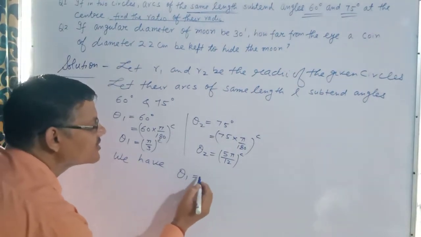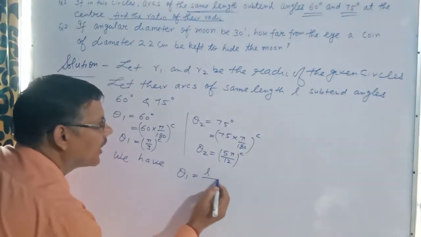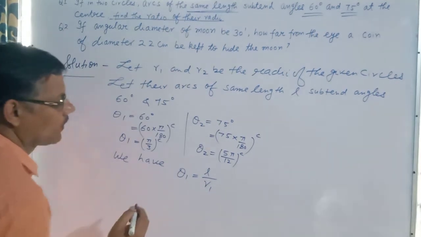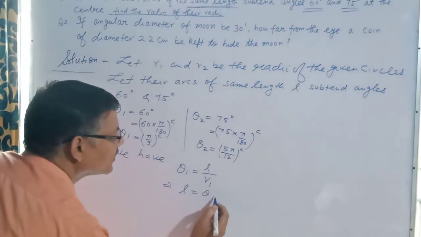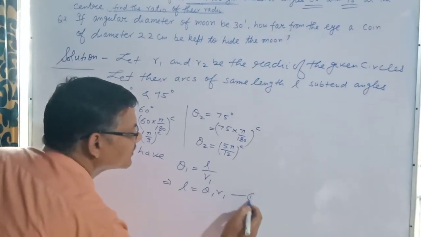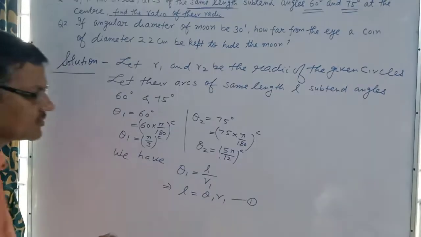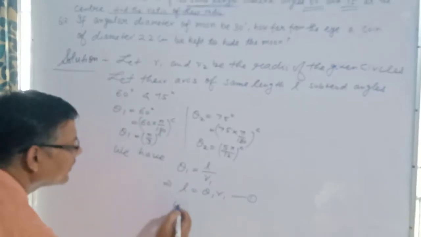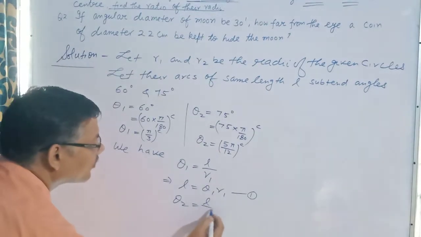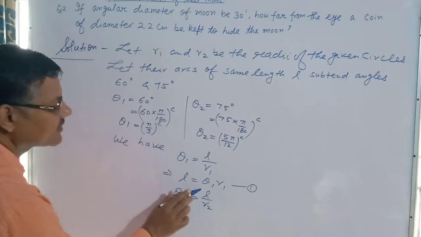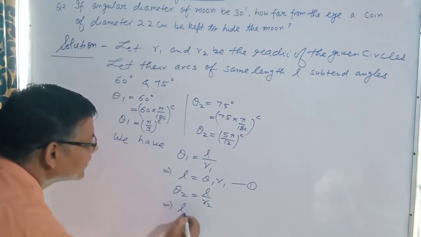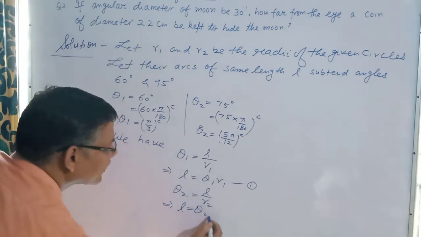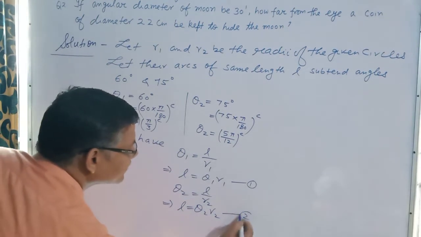We have theta 1 is equal to L by R1. It implies L is equal to theta 1 into R1. It is equation number 1. Similarly, we write theta 2 is equal to L by R2. Why L in both the cases? It is given of same arc. It implies L equal to theta 2 into R2. It is equation number 2.